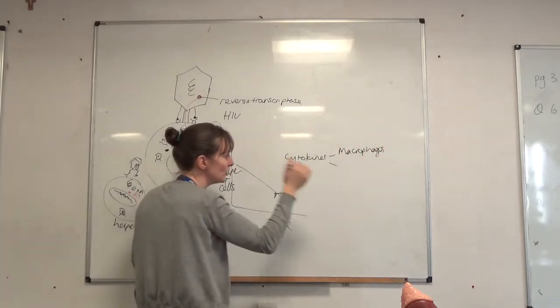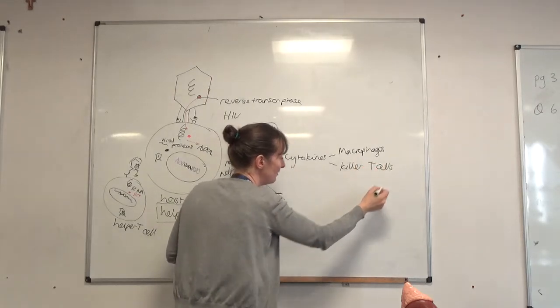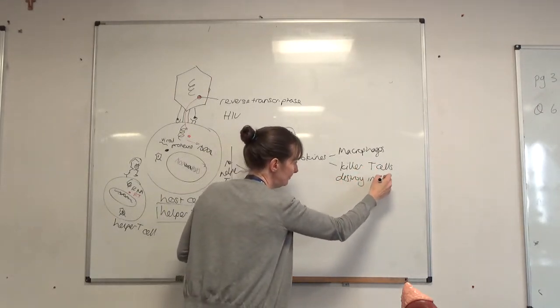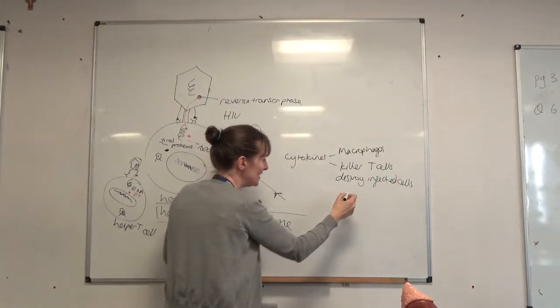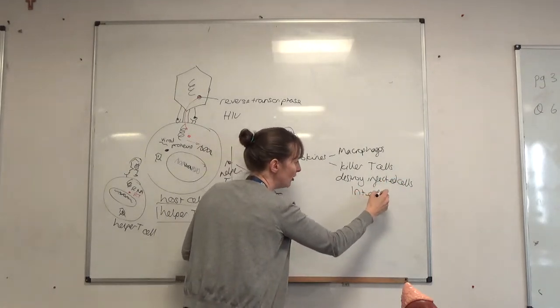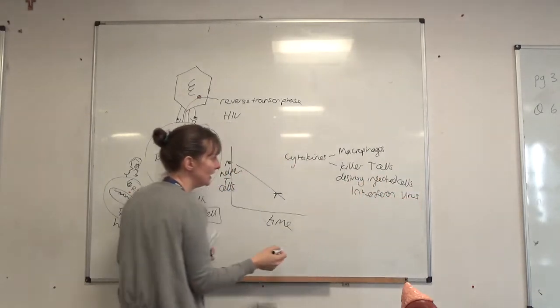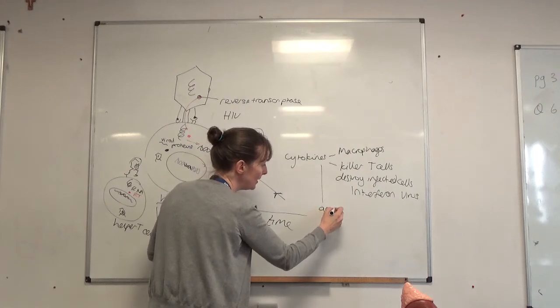They also cause killer T cells or cytotoxic T cells to come to the site of infection and destroy infected cells, or also destroy pathogens. So there's a chemical called interferon, which is good at stopping viruses that are released by the killer T cells. And then the final one is how they activate B cells.